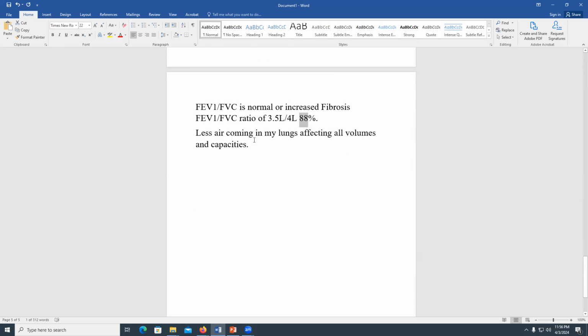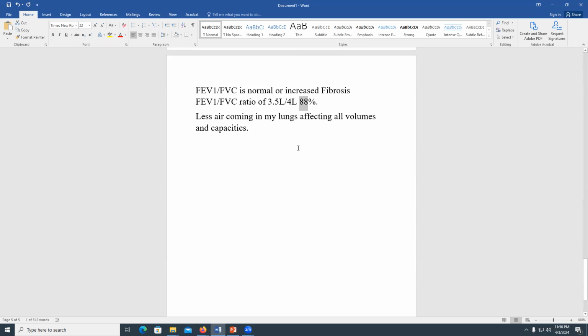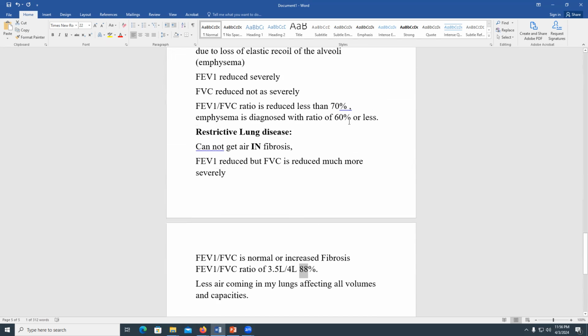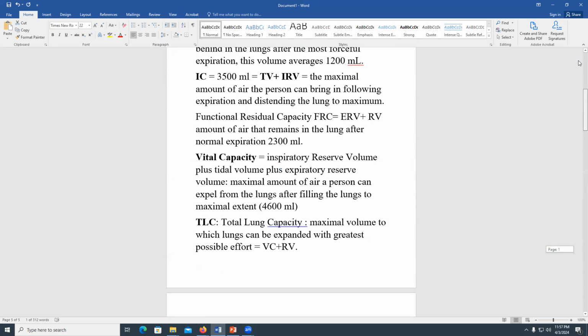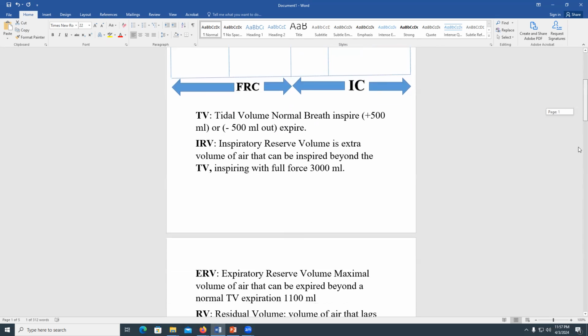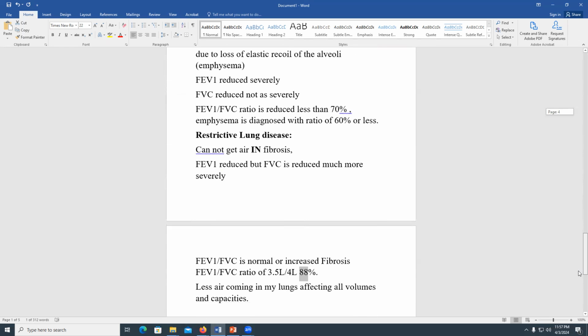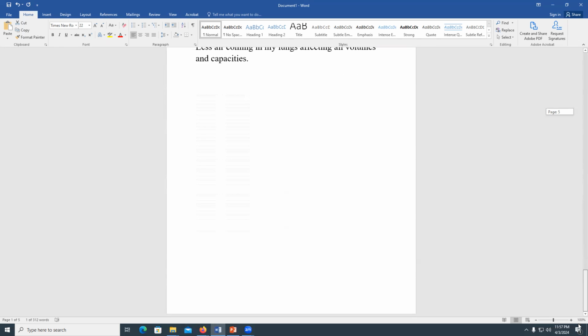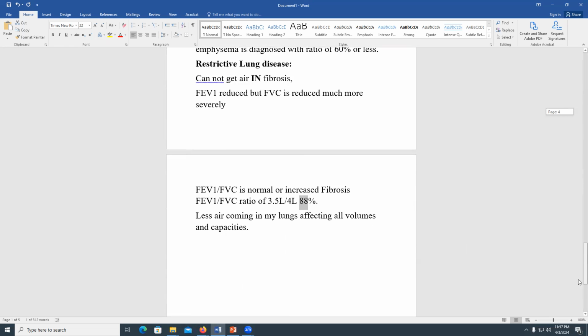So there will be less air coming into the lungs, and that would affect all the volumes. If I have less air coming into my lungs, that means the tidal volume will be less, the inspiratory reserve volume will be less, the expiratory reserve volume will also be less, and the total lung capacity will be less. So everything is going to be less because I am lacking air that is entering into my lungs.